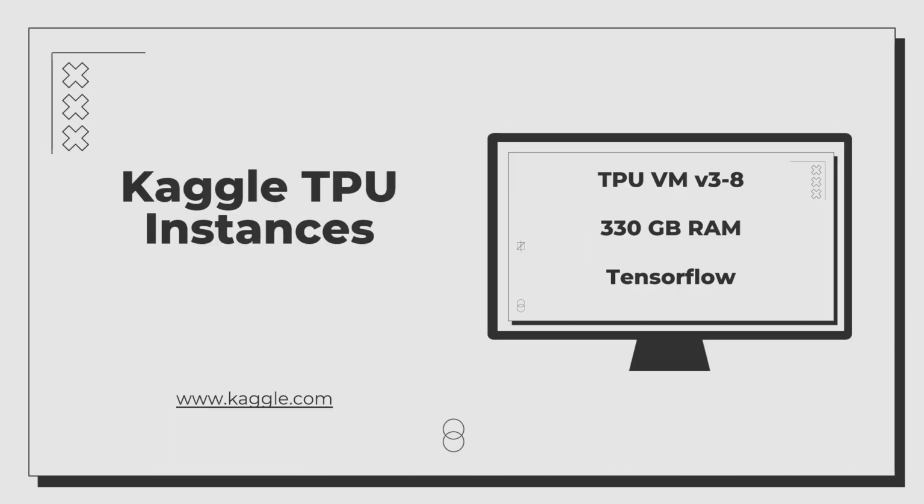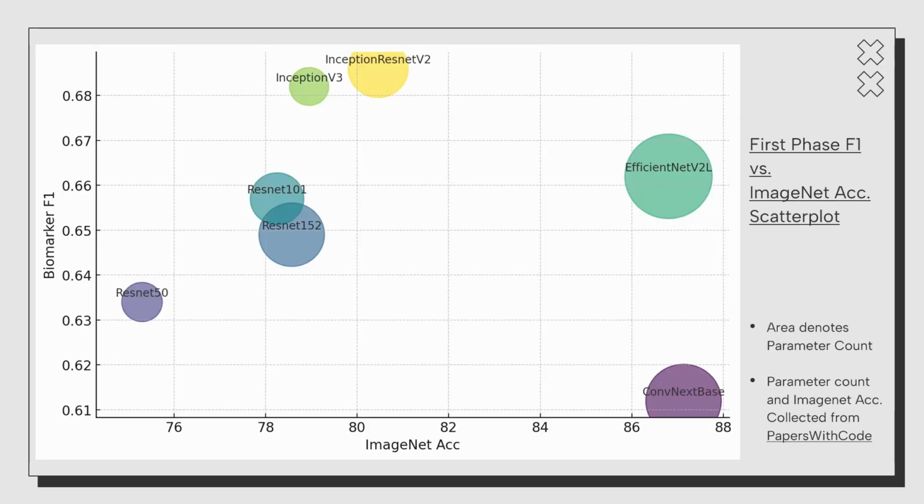We used Kaggle's TPU instances for rapid experimentation. Typically, testing a model took about 1 or 2 hours. However, the caveat is that it does not support all models. So, how should we go about selecting models?